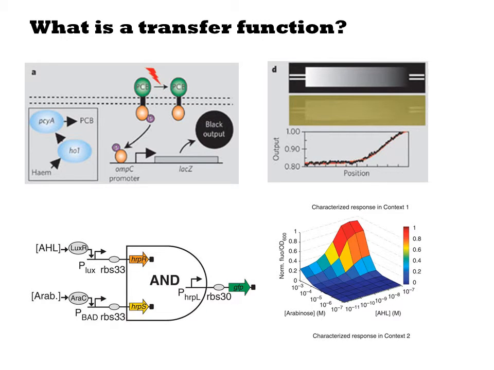Similarly, a genetic AND gate such as this one would be characterized by a transfer function that maps input transcription to output transcription. Typically, this is done by varying the concentration of an inducer with a known relationship to transcript level, and is monitored by GFP formation as an indirect measure of output transcription.